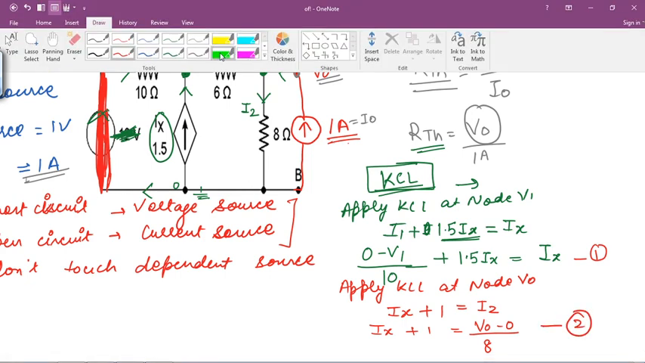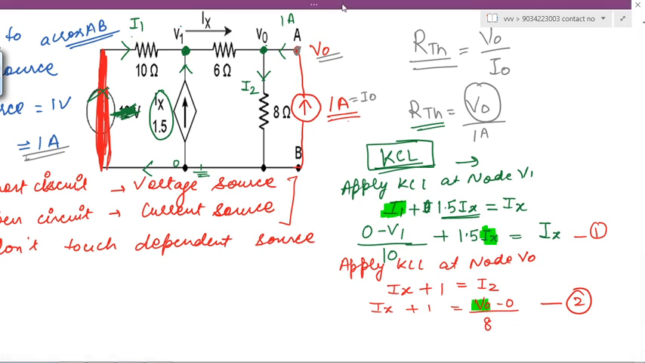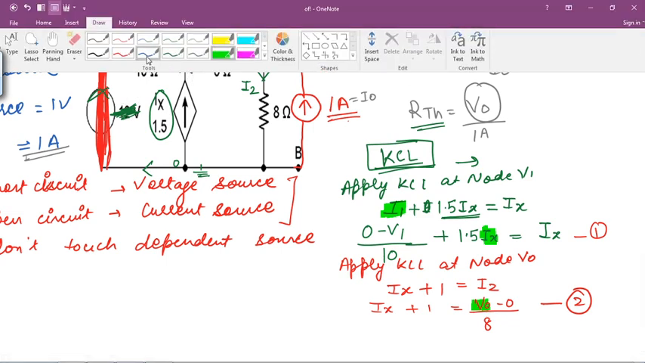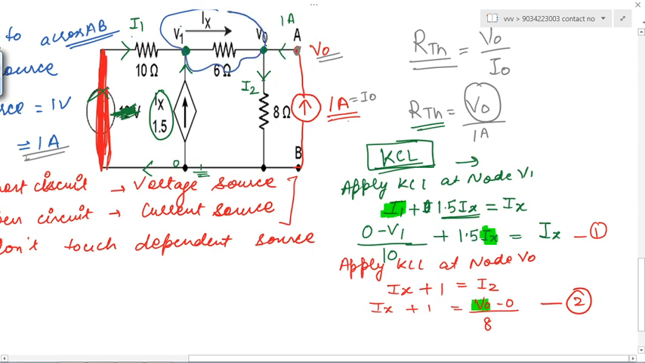Now we need to see how many variables there are. See, the first variable is I1, another variable is Ix, and another variable is V0. So how many variables did we get? 3 variables. 3 variables, we need 3 equations for solving. So we need to calculate a third equation also. And how can we calculate the third equation? From this dependent source equation.